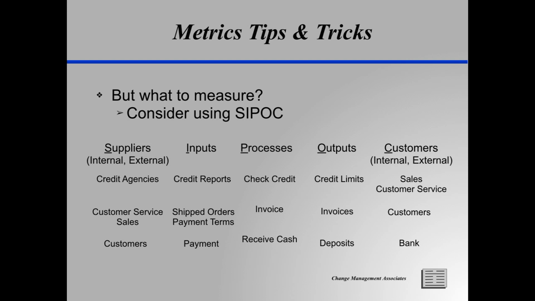The simplified example in this slide lists 3 different accounting-related processes: check credit, invoice, receive cash. These are listed in the center under processes. The outputs for each process and the customers, internal or external, who use or consume the outputs are then identified. These are listed on the right side. On the left side, the inputs that each process needs in order to perform the process are listed, as well as the suppliers, internal or external, who provide the inputs. Again, this is a simplified example just to give you the idea.